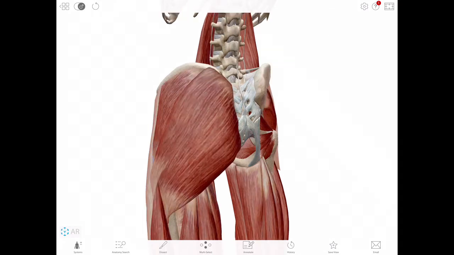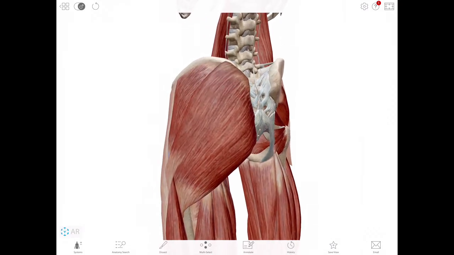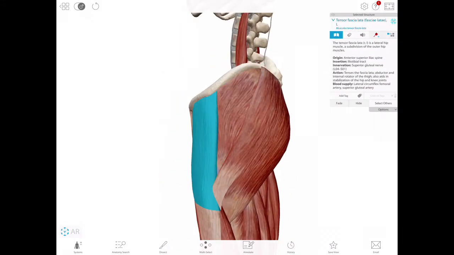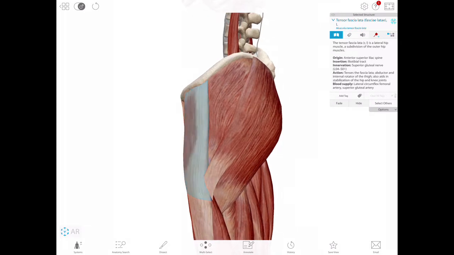I'd like to show a more external view of the gluteus, including the tensor fasciae latae. So this is the gluteus maximus, gluteus medius, and the tensor fasciae latae, which originates on the ASIS and inserts on the lateral condyle of the tibia. This helps with hip flexion and abduction.